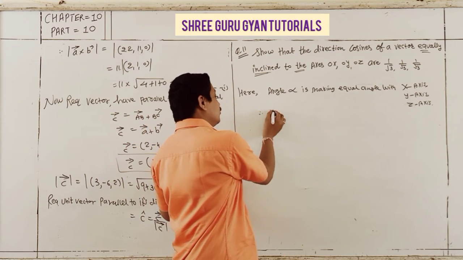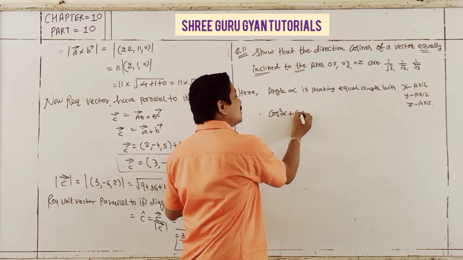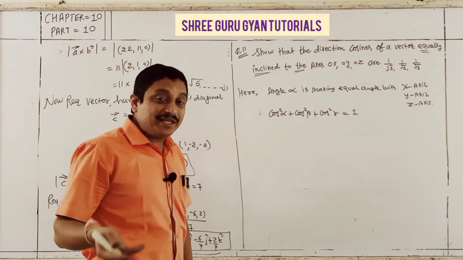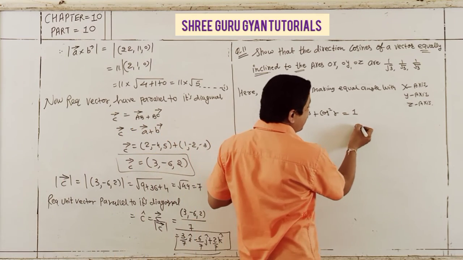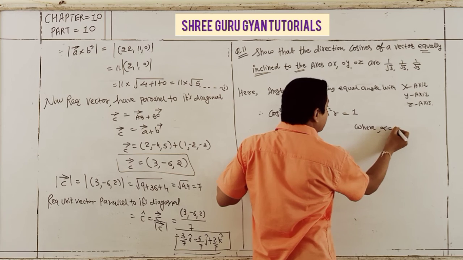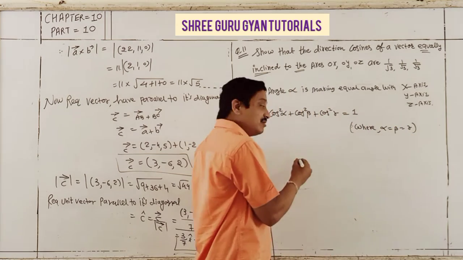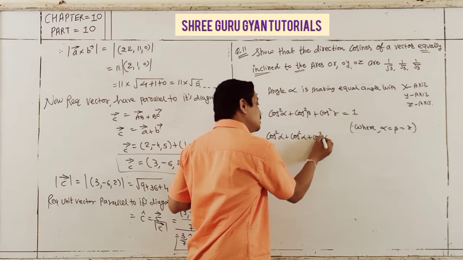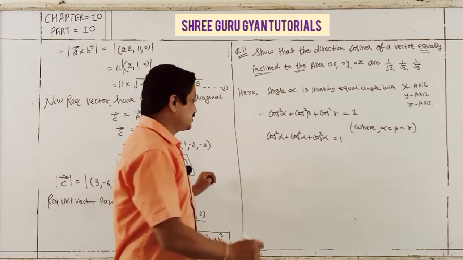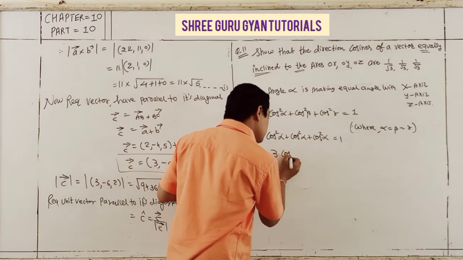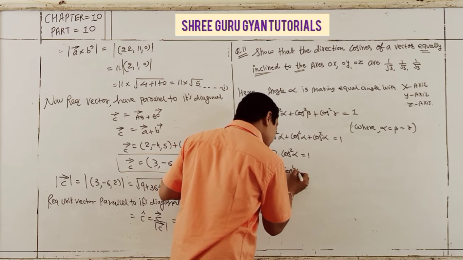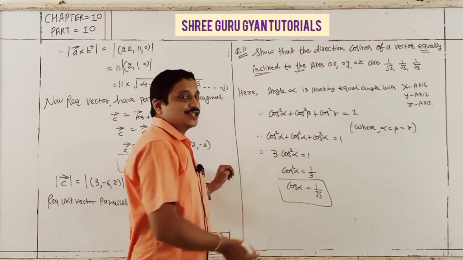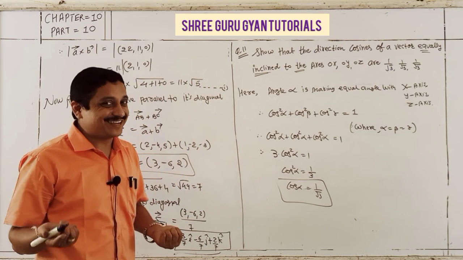So students, the generally known formula is cos square alpha plus cos square beta plus cos square gamma is equal to 1 for direction cosines. But here alpha, beta, gamma are the same, where alpha, beta and gamma are equal. That's why we will take cos square alpha plus here also alpha and here also alpha, and your solution is 3 times cos square alpha. So what's your cos square alpha? 1 by 3, meaning cos alpha is 1 by root 3. It means cos beta is also 1 by root 3 and cos gamma is also 1 by root 3.